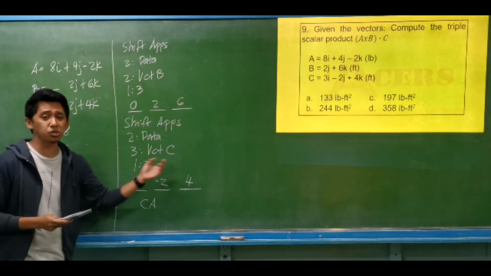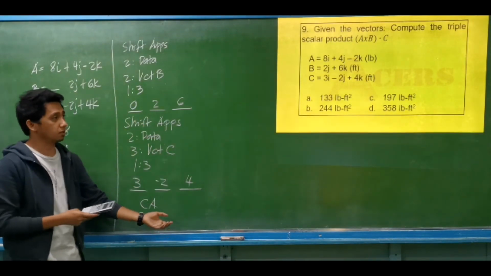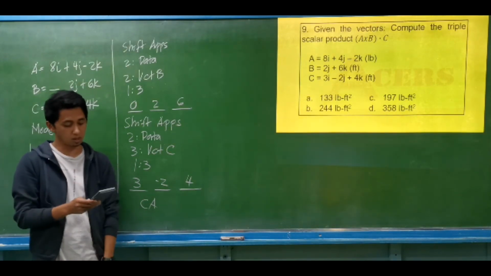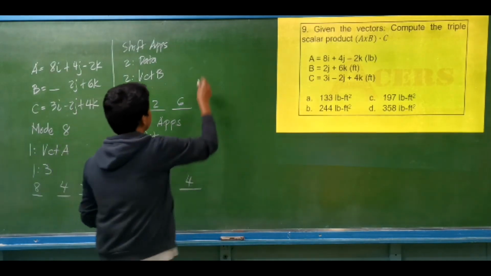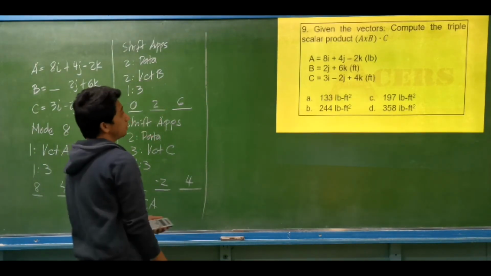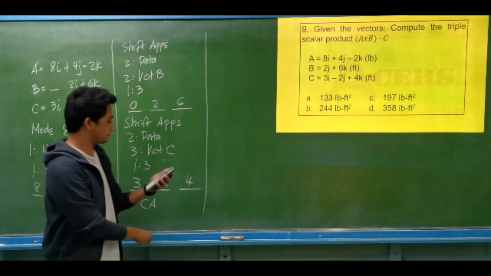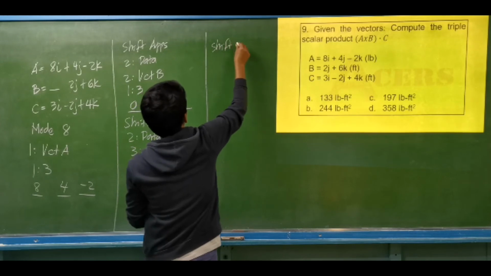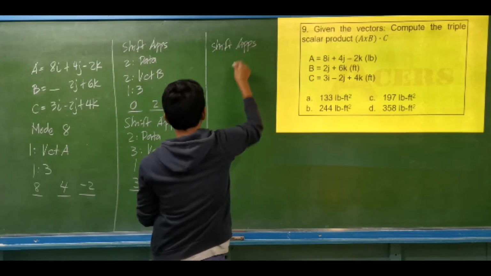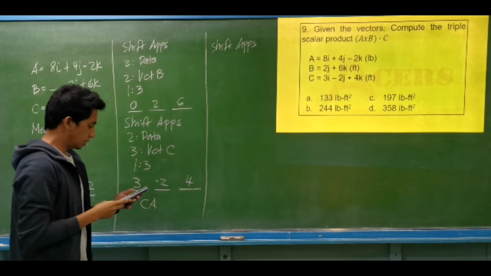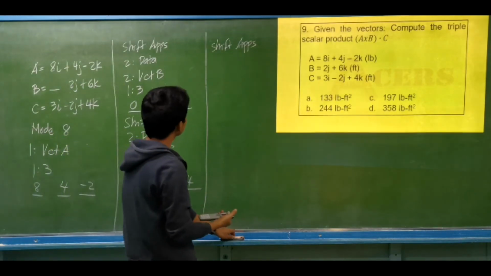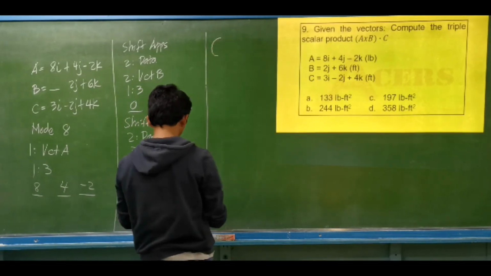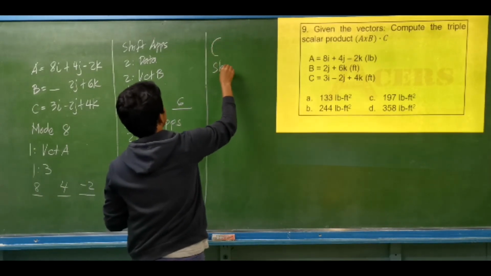It is almost the same procedure if you are using the previous calculators allowed by PRC, the 570 ES Plus or the 991 ES Plus. So we are looking for the equivalent of A cross B dot C. Before that, we may first input an open parenthesis, then shift ups.